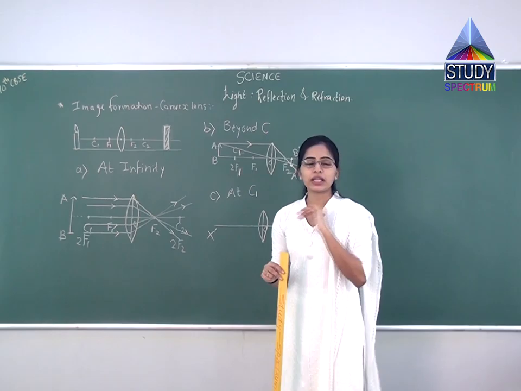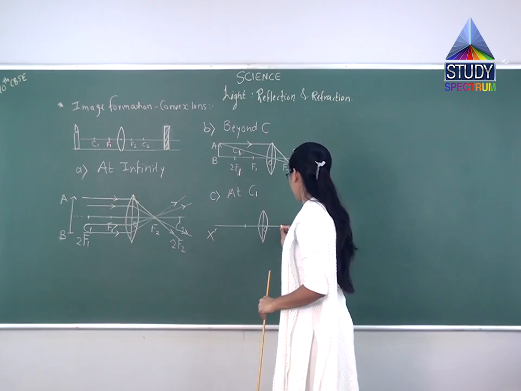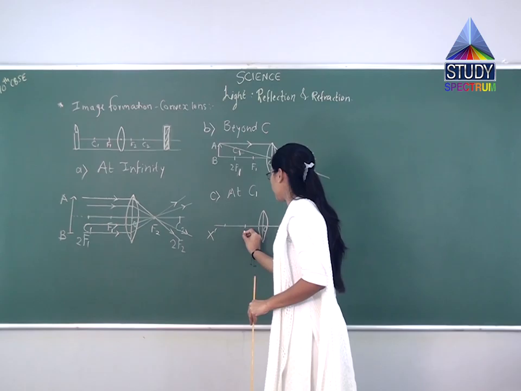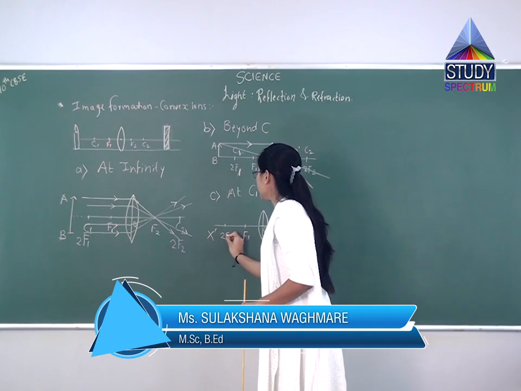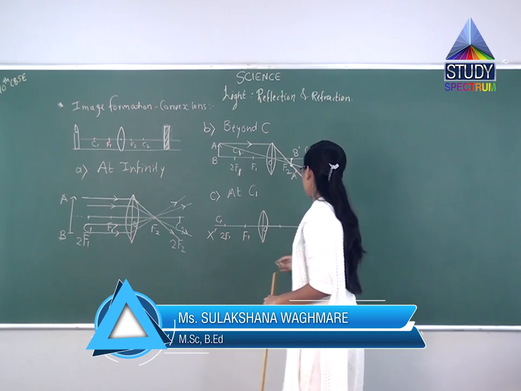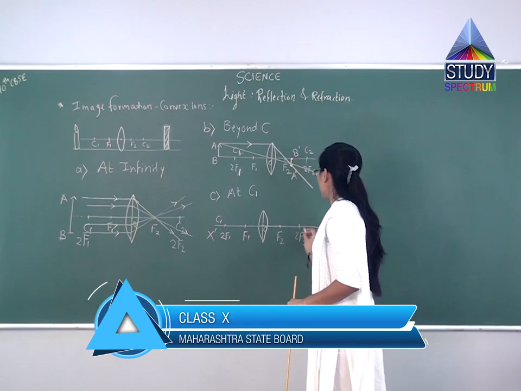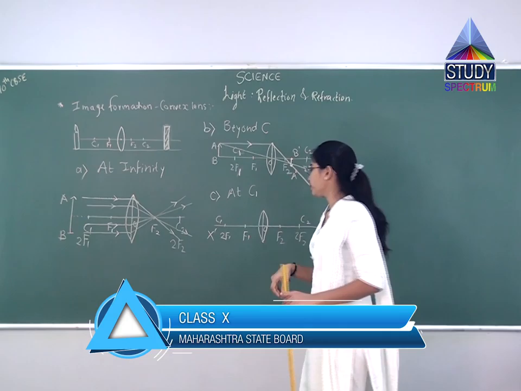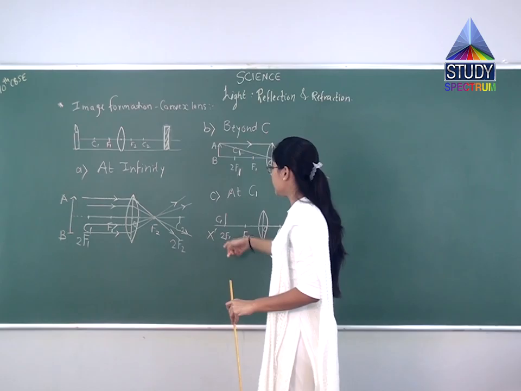So suppose here I'm taking these points. This is my F1, this is 2F1, that is, it is also C1. Then here F2, 2F2, which is C2 here. So now here, in this case, we are placing our object on C1 like this.